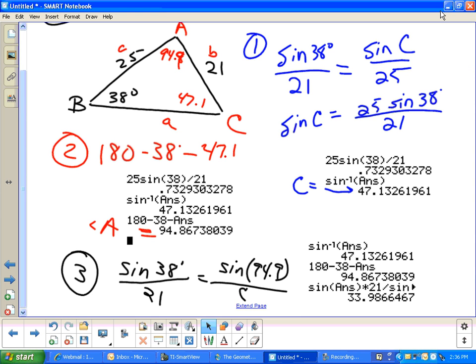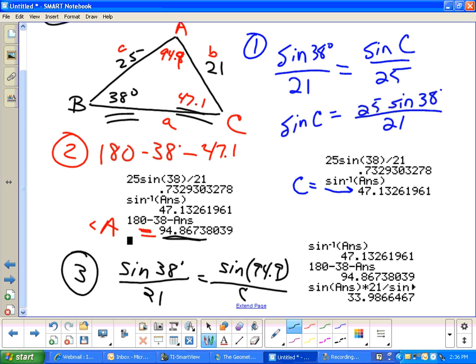Okay, I'll go ahead and continue with this problem then, since we've kind of worked through the answers. Again, I went through the 3 steps. I set up the law of sines. I solved for C by taking the inverse sine of this ratio, 25 sine 38 over 21, and I got that angle C has to be approximately 47.1 degrees. And then I went on to step 2, and now that I know 2 angles, the 38 and the 47.1, I subtracted both of those from 180 to get that the final angle has to be 94.9 degrees.